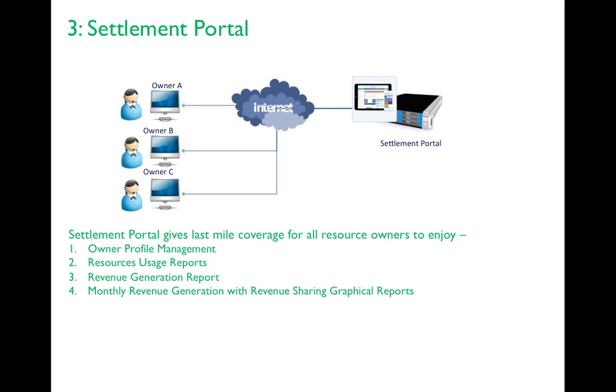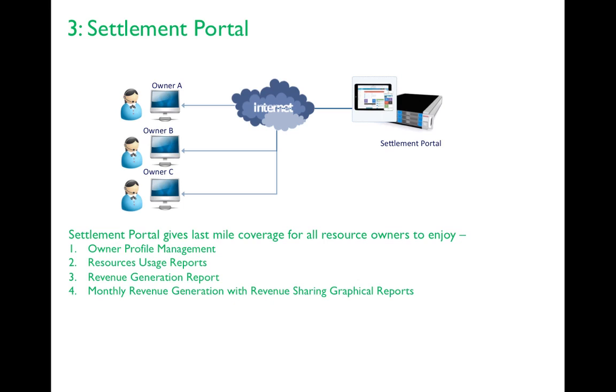Now going to the third one, the settlement portal. Settlement, as we talked about, is basically the revenue sharing aspect between the service owner and the system owner, that means the service card owner. Over there, you have the partner and owner profile management. Then you have the resources. Let's say if an owner is offering more than one resource, they'll be listed over there, and you can check out the usage of that.